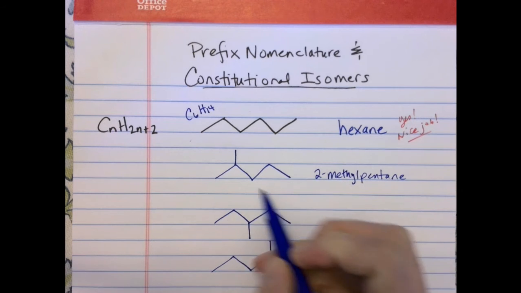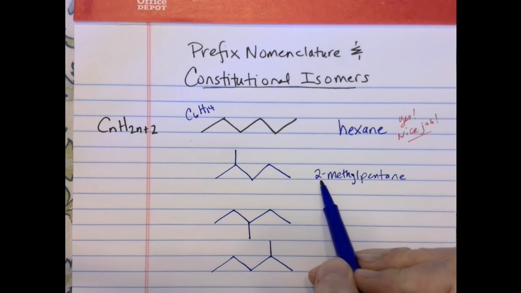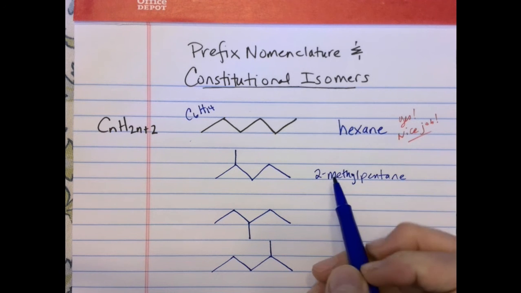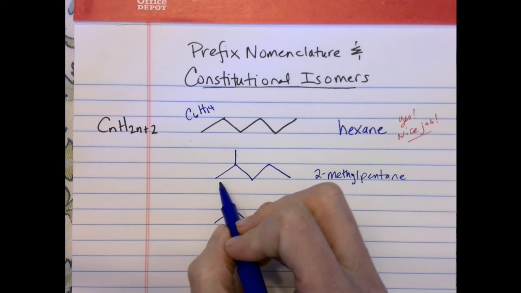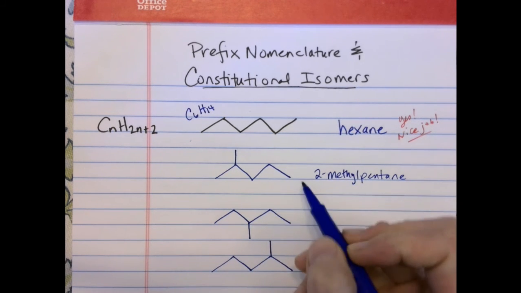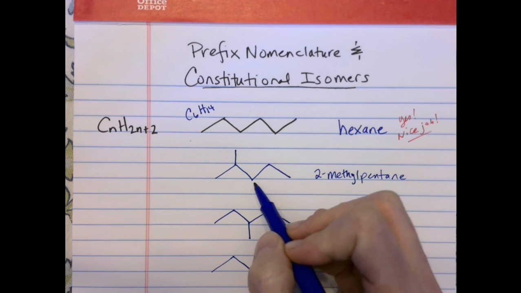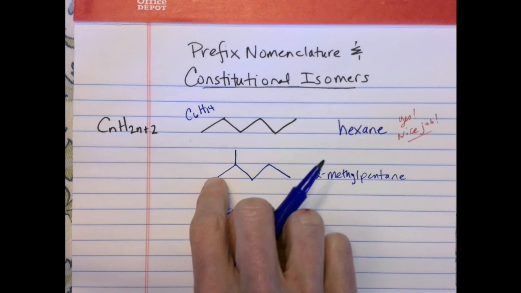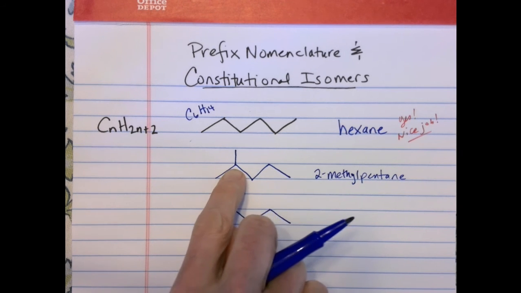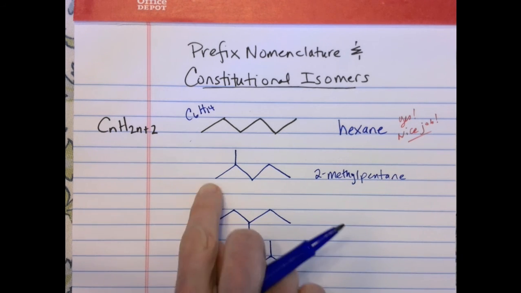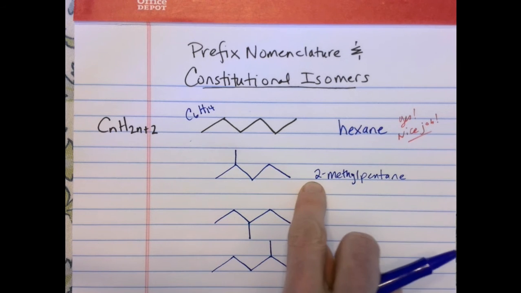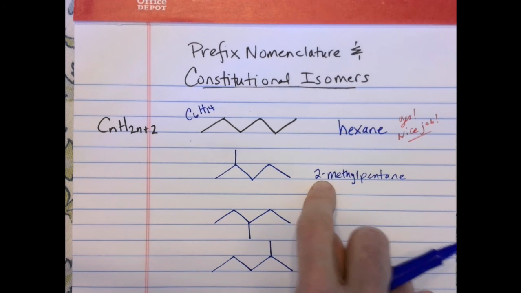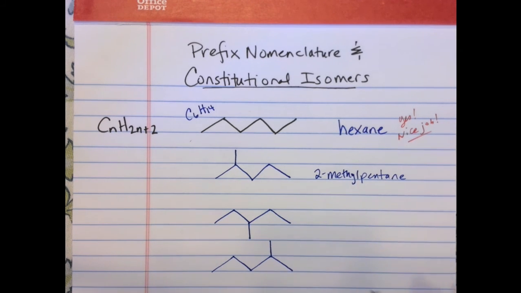There's a rule that we want these types of numbers to be the lowest they possibly can. So I could number this chain 1, 2, 3, 4, 5, or I could number this chain 1, 2, 3, 4, 5 from right to left. But if I numbered it from right to left, then that would end up being 4-methylpentane. But if I number from left to right, it's 2-methylpentane. That has the lower number, so that looks better to me.